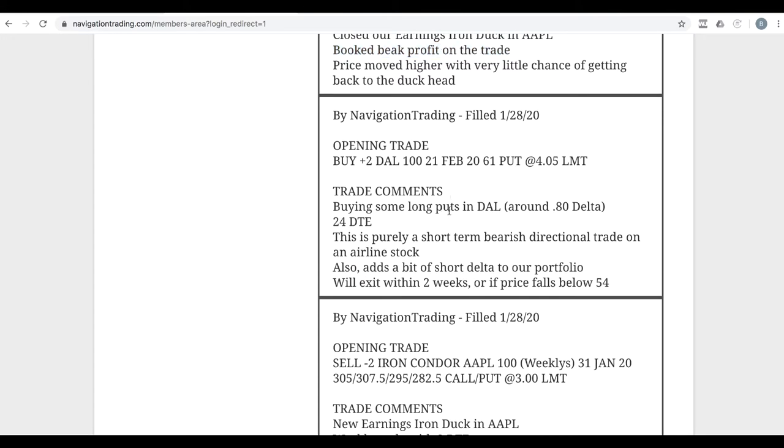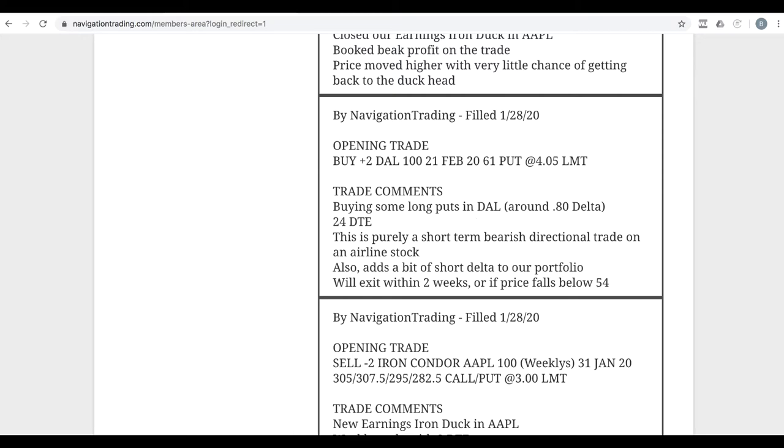Next trade was an opening trade in Delta Airlines. Now, we don't do this very often. We don't just buy puts, but I wanted to add a little bit more short Delta with the whole coronavirus scare. I figured airlines would be one of the things that gets hit the worst.